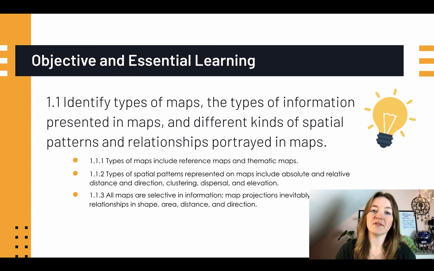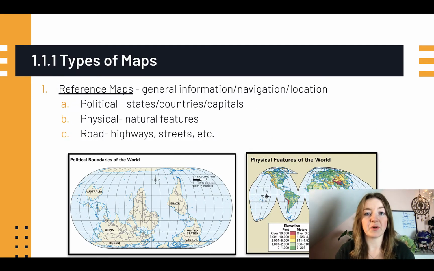So our objective today is to identify types of maps, the types of information presented in maps, and different kinds of spatial patterns and relationships portrayed in maps. So that's 1.1.1, 1.1.2, and 1.1.3. You guys don't necessarily need to write down the little pieces, but definitely write down that first learning objective. So because we already went over this in another video, I'm just going to hop through it really quickly. You don't necessarily need to take these notes again, but you certainly can if you want to.